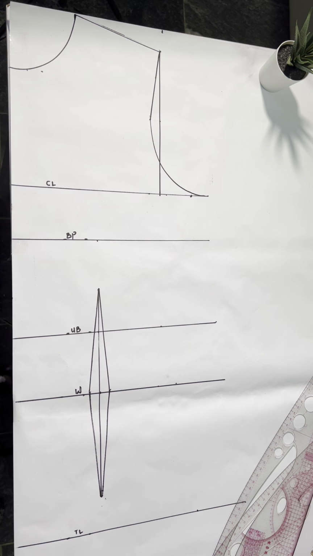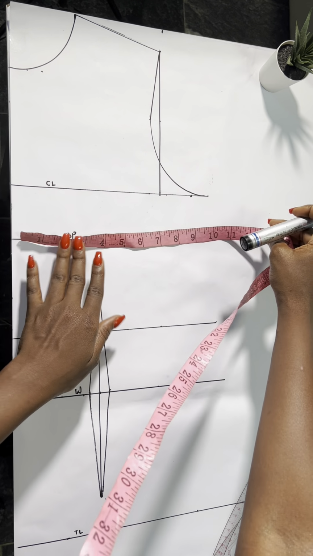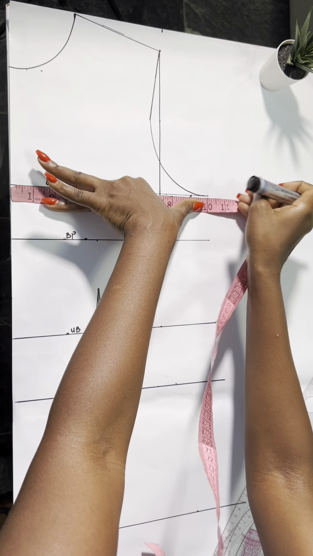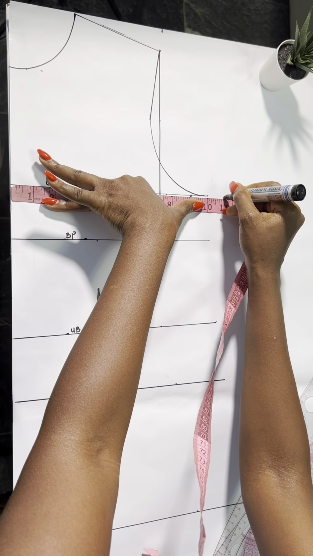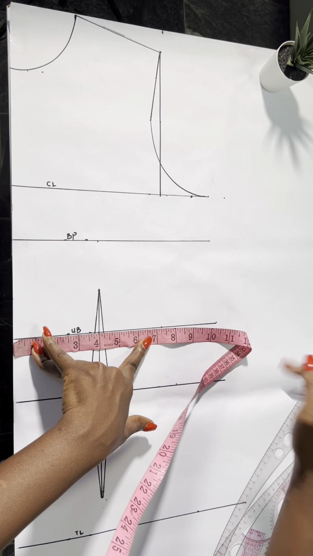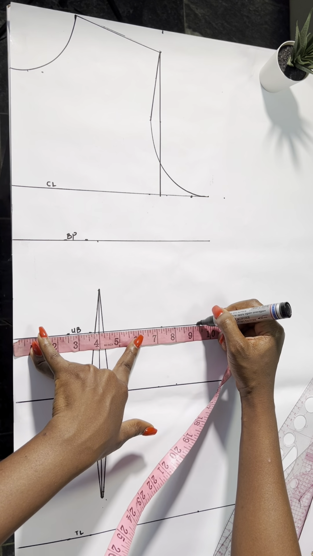Before we continue, we'll be adding 2 inches allowance to our pattern. 2 inches sewing allowance. So from here, 9 plus 2 will give us 11. 2 inches for allowance. Mark that down. Okay, we'll also be adding 2 inches to the under bust, which will give us 9.25.